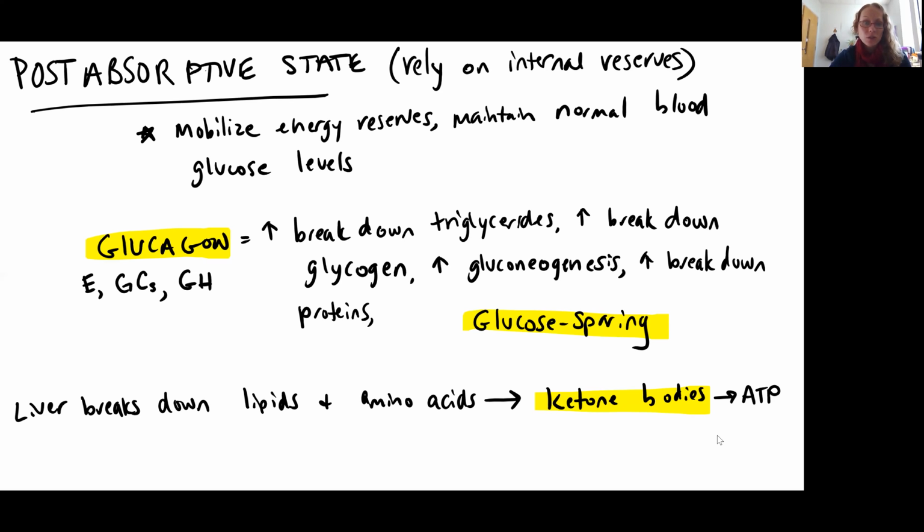How our cells use lipids and amino acids to make ATP is to convert them into what are called ketone bodies. So if you've heard of ketosis, it's talking about the formation here of ketone bodies. Okay, that's it.